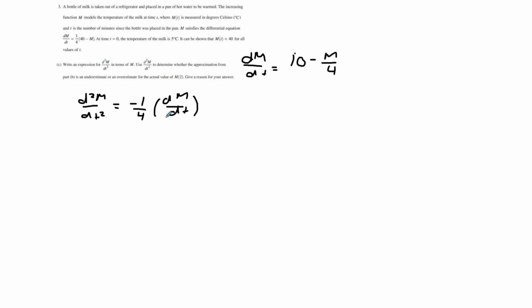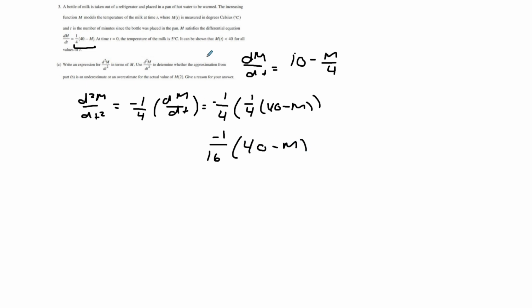Okay, so then what is dm/dt? Well, it's this, right? So we'd have negative 1/4 times 1/4 times (40 - m), and so you'd have negative 1/16 times (40 - m). And it tells us that m of t is always less than 40. So if m of t is always less than 40, then this will always be negative.